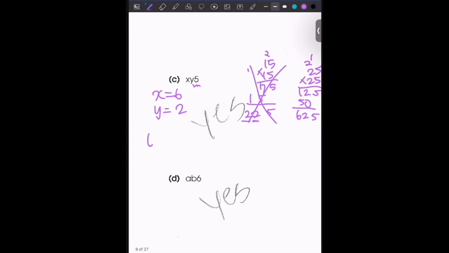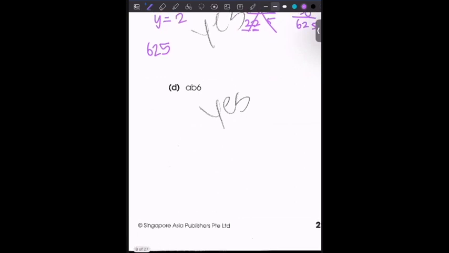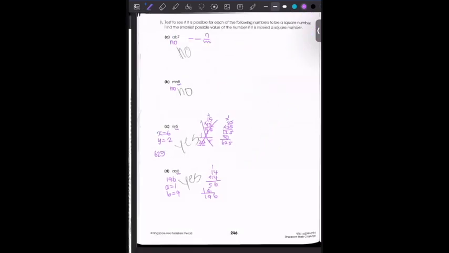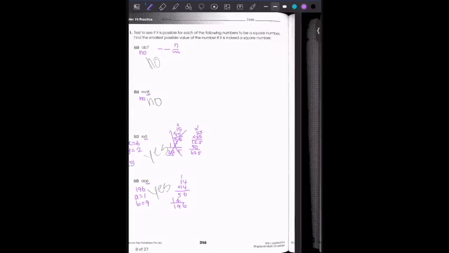The number is going to be 625. And for AB6, the ones digit can be a 6 for a square number. And so the smallest is going to be 196, and so A is going to be 1 and B is going to be 9. Now let's move on to the next page.